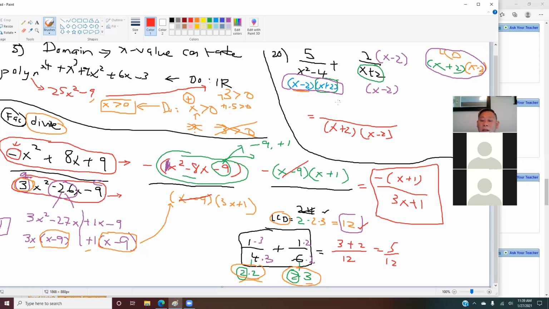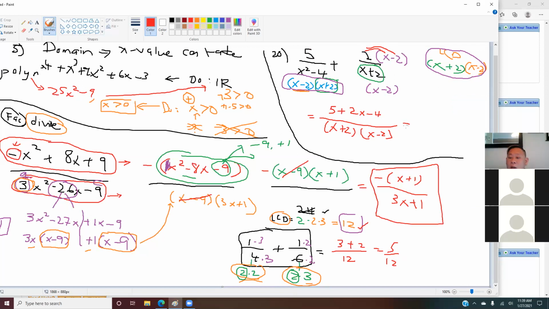The top one here is 5. You cannot do anything with this. This one you have to distribute. So you will get 2X minus 4. And then here you combine like terms, 3 plus 2 becomes 5. So here you also have to combine like terms. So 5 and the negative 4 is a like term. So it's 2X plus 1 over X plus 2 and X minus 2.